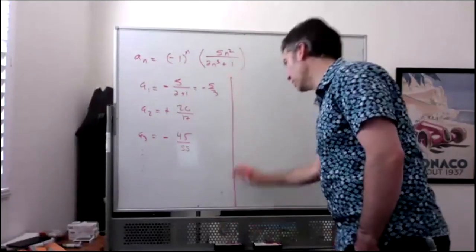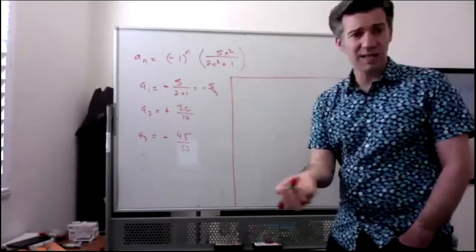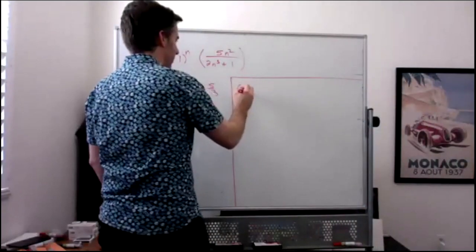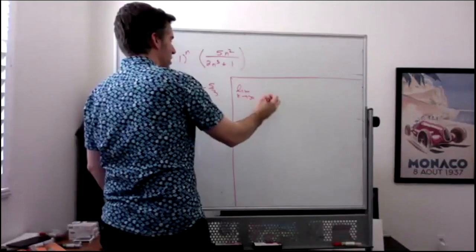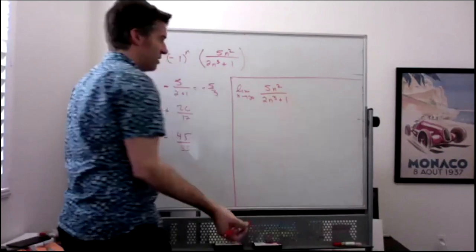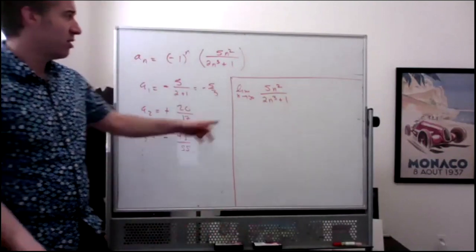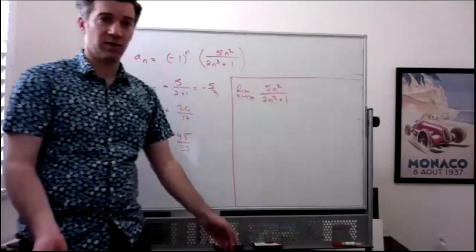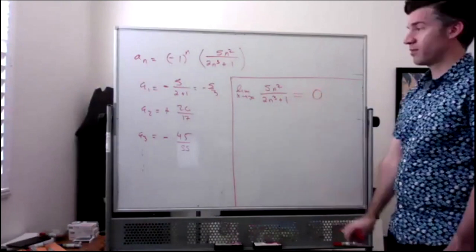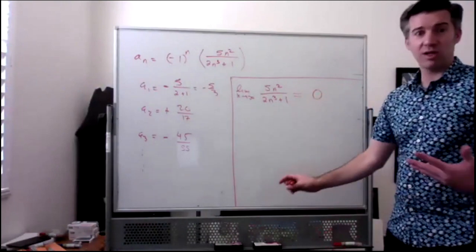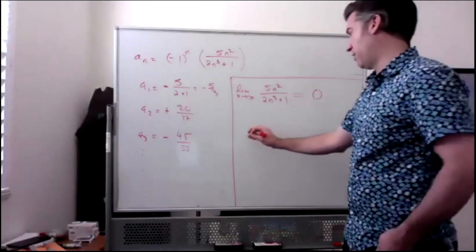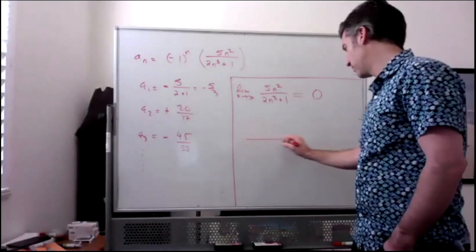So the question here is, does this limit exist? Well, it's still alternating back and forth. But if I look at the limit as n goes to infinity of just the non-alternating sequence, 5n squared over 2n cubed plus 1, what's the limit of this sequence where the degree on top is smaller? 0. And so here's the thing: my terms are getting closer and closer to 0, so it doesn't matter if I'm positive or negative. Here's kind of what's happening, and I like to do this graphically.